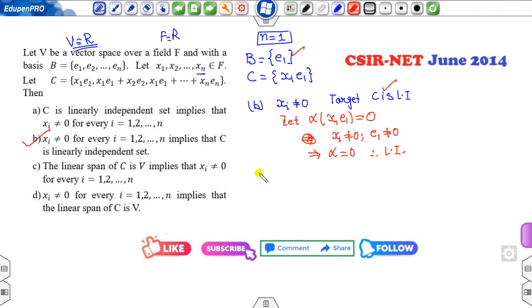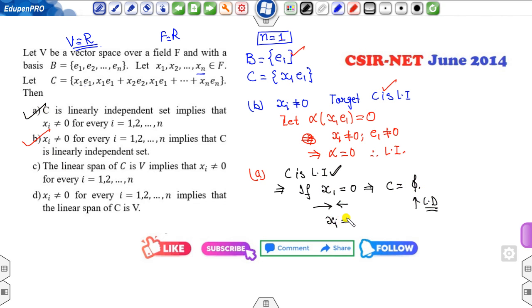This option is correct. Look at the first one. C is given to be linearly independent. This implies xi are non-zero. Assume that x1 is 0. What does it mean? C is phi, that is linearly dependent, but C is given to be linearly independent, a singleton set. So that means this is a contradiction.